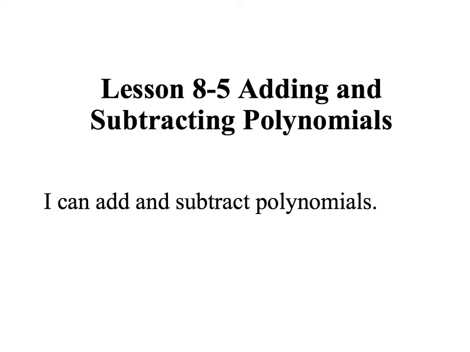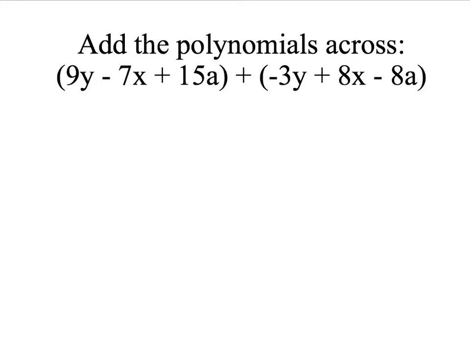In this lesson, we will be learning about how to add and subtract polynomials. Okay, so there are two ways that we can add these, and the first way I'm going to add them going across. So what we're going to do is just group the like terms together. Here I see that I have 9y, and here I have negative 3y. So I have 9y plus negative 3y, which is 6y.